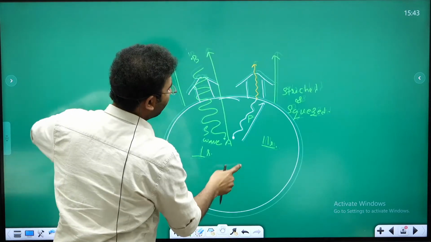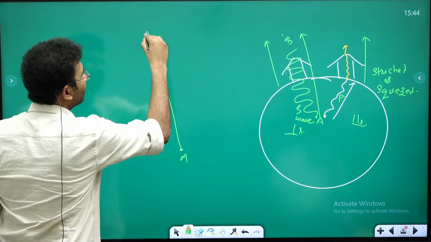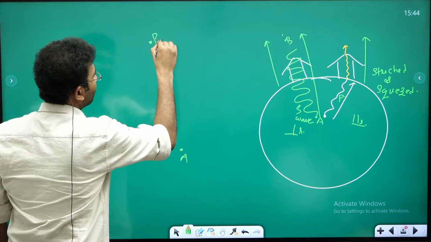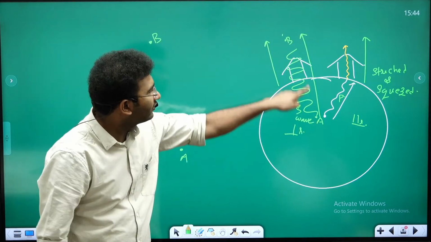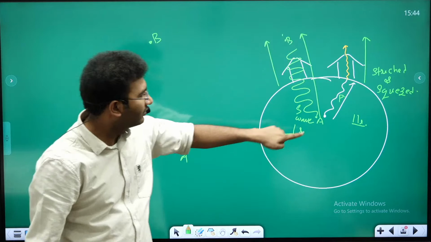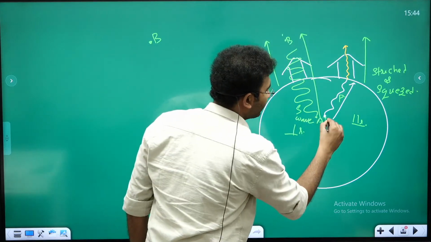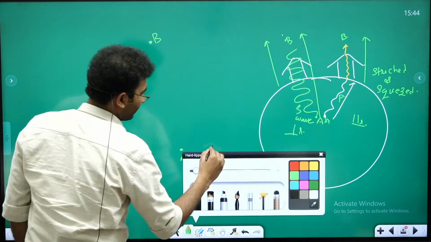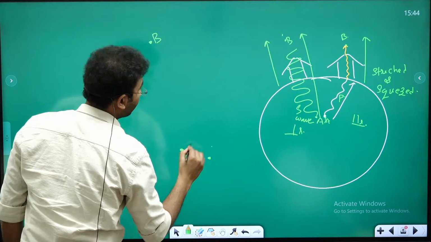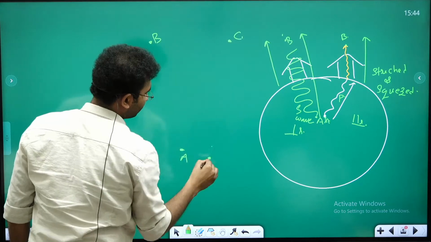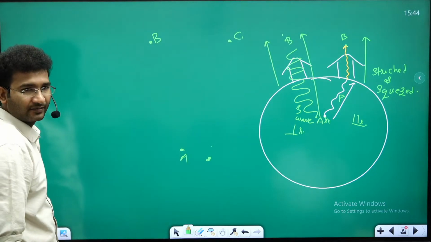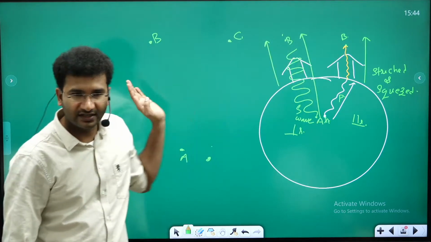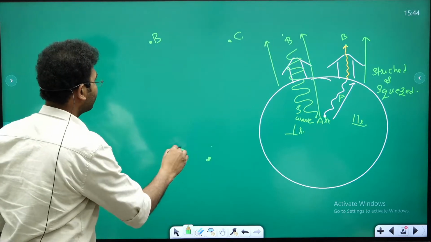Check this. Let me put it in a different way. From point A to point B, the wave traveled. Now here also, let's consider this is point A and this is point B. Let's keep this as C. In both the cases, from point A to point B, the wave traveled. What is the direction of the wave? The direction of the wave is like this.